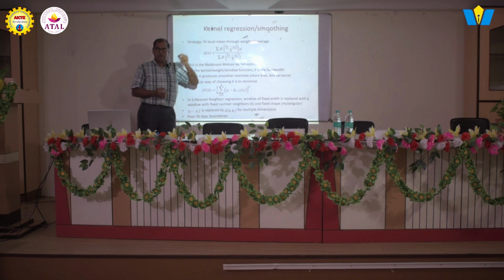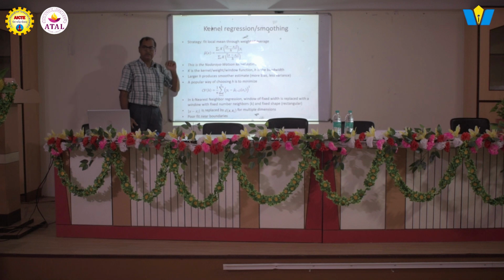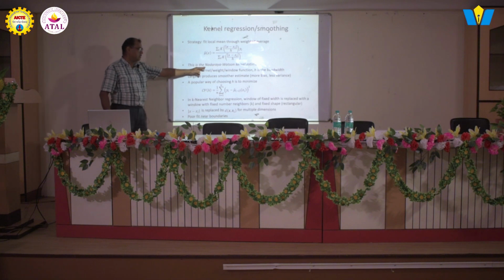Okay? So this is a very intuitive thing, a weighted average of the data with more weights given to those y's for which x's are close to the point where we estimate. So this is what is called the Nadaraya-Watson kernel estimator. It is called kernel regression. It is called kernel smoothing also.